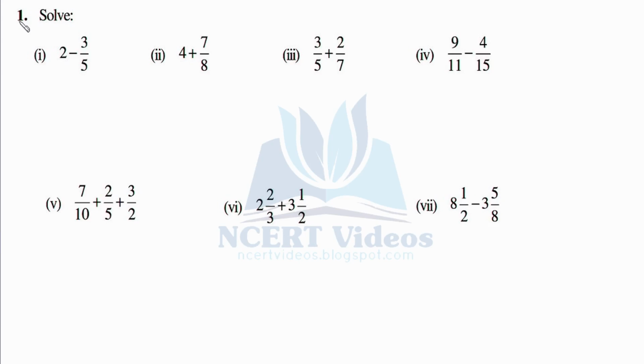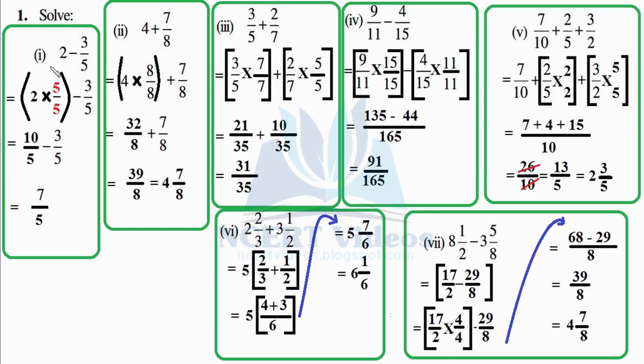Question 1. Solve. These are the following fractions from 1 to 7 which we have to solve. In the first we have 2 minus 3 by 5. We have mentioned earlier as well, where the denominator is nothing, it is assumed to be 1. So it is 2 by 1. Now we have to take the LCM, or there is another way.